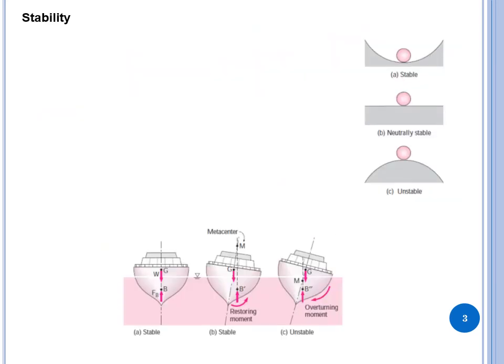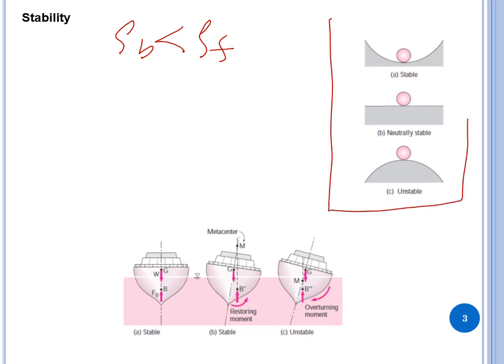But if the density of the body is lower than the density of the fluid, will it always float? No, this is not the case, because sometimes you have seen that the boats, although they float, they do sink. So then we come to the topic of stability. To understand stability, there are three scenarios which are being shown here.